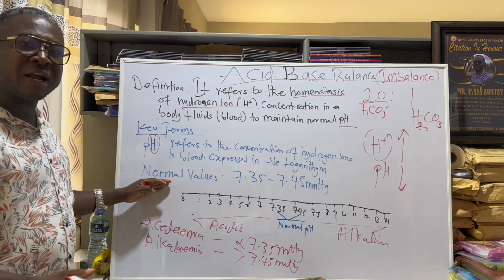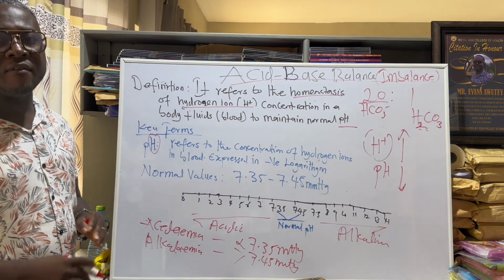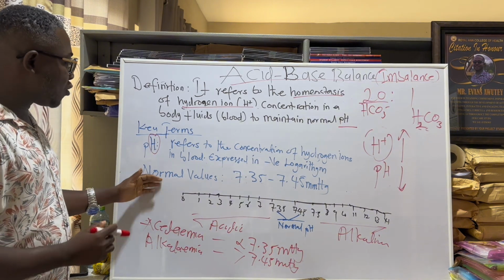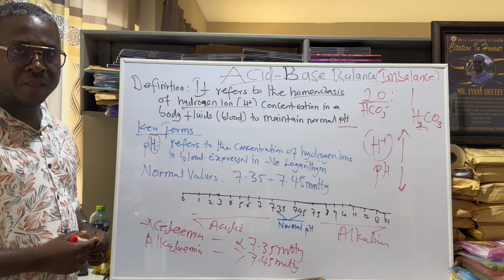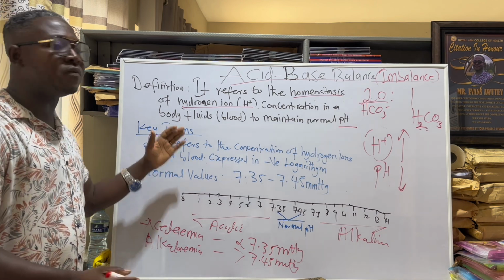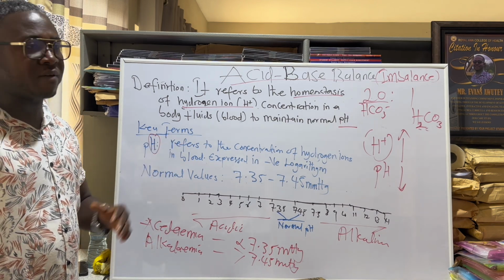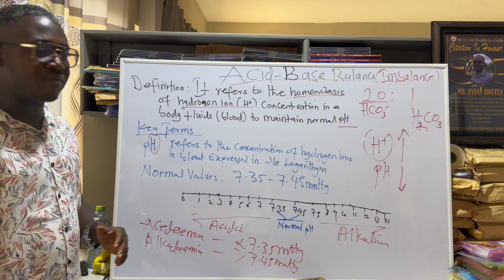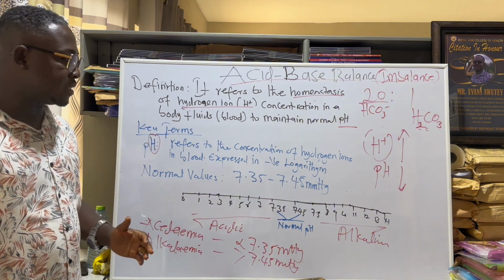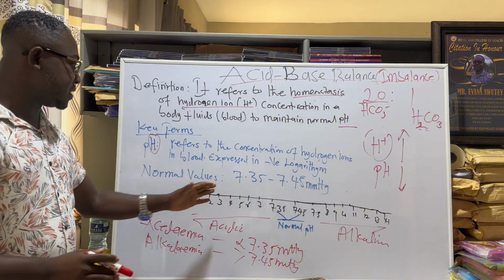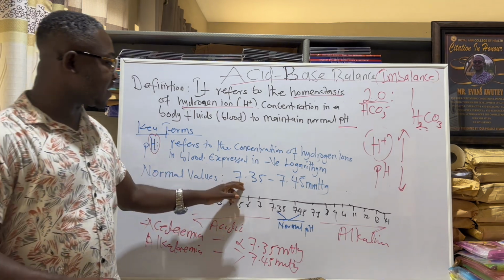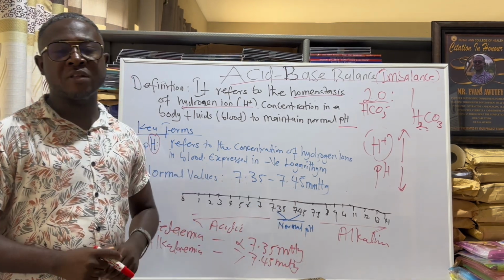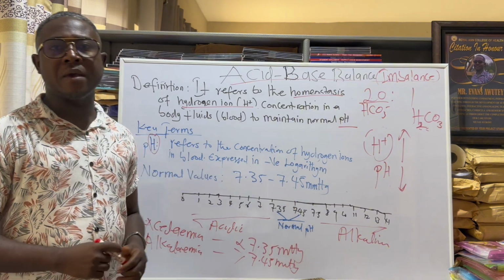Now we need to understand the values of the pH. We have the normal values and then we have the abnormal values. First, let's look at the normal values of the pH of blood. Remember I said when we talk about body fluids, we have juices, enzymes, saliva, blood and all those things. But right now our concentration is on the blood. So the normal pH of blood is what? 7.35 to 7.45 millimeter per mercury.